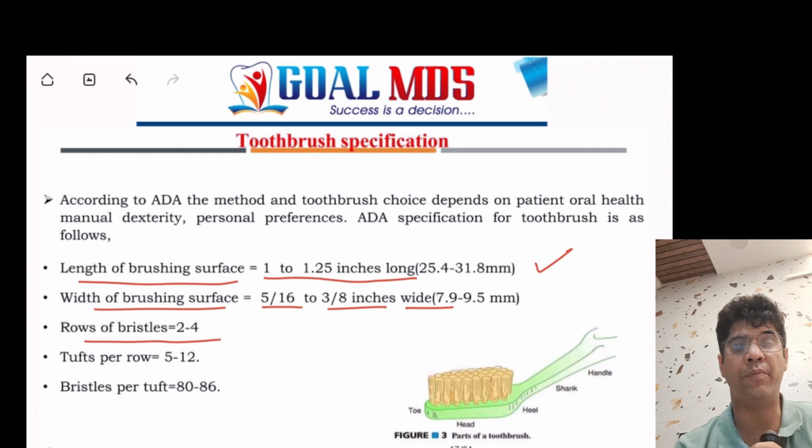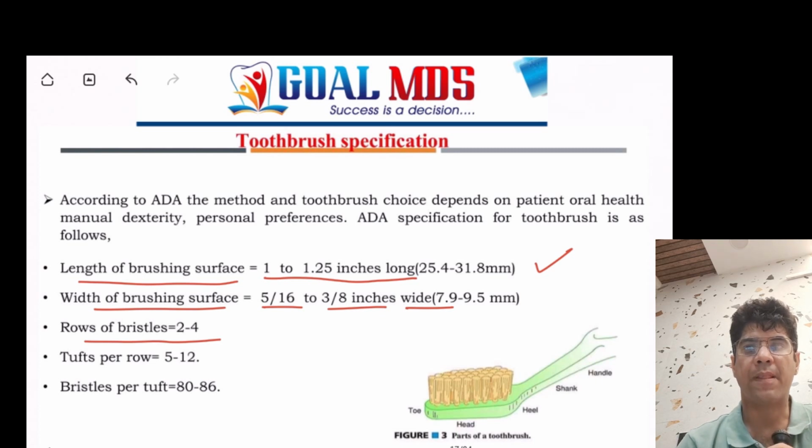So what do you mean by rows of bristle? Suppose this one is a brush, and the rows of bristle refer to the lines or groups of bristles that appear straight on the brush head. So a toothbrush has multiple rows of bristles, usually placed side by side. The tuft per row should be 5 to 12, and rows of bristle is 2 to 4.